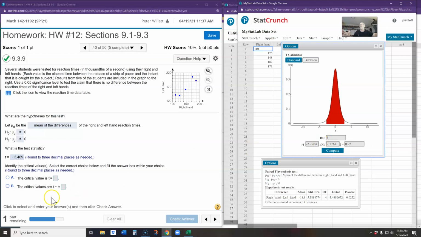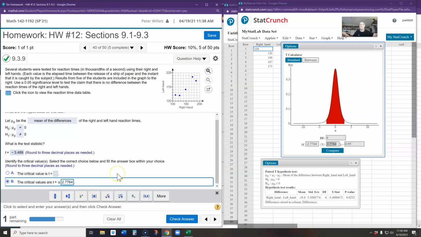critical values. They do give us a choice for a single critical value, which would be for a one-tailed test, or critical values where t is plus or minus a number, which is for the two-tailed test. That's what we have here. So I'm just going to take one of those values and put it after the plus or minus on part B. It says to do this to 3 decimals, so I'm going to throw away that 4 on the end, and then I should be good.